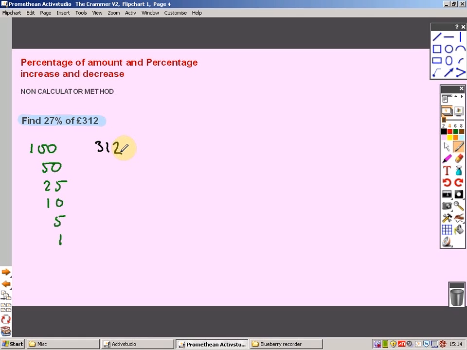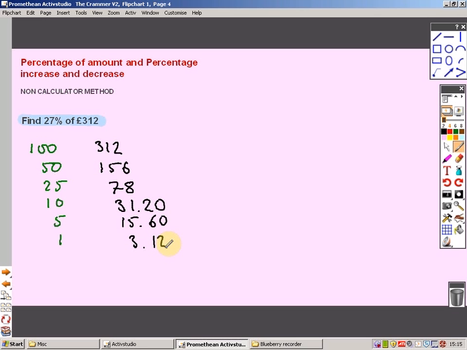312. I can halve that for 50%, which is 156. I'm doing this quite quickly. You wouldn't be doing it this quickly in the exam. You'd be thinking more carefully to make sure your halving was right. For the 10%, I'm just going to divide it by 10. Don't forget to put the pence in there, the actual pence. Then this one will be 15.6, or £15.60. And finally, £3.12.